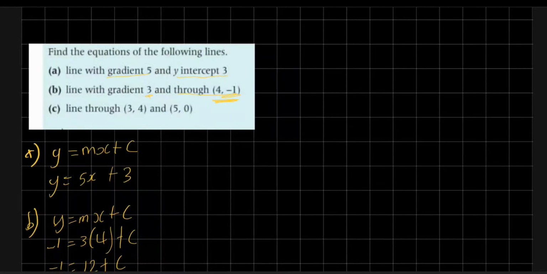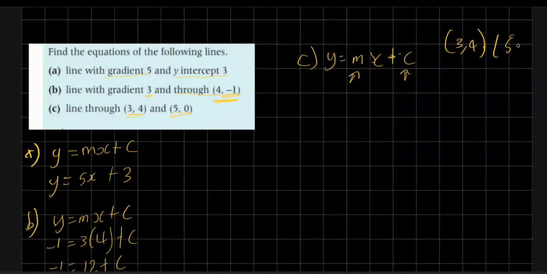Alright, now on the last question, let me work that one over this side. It says the line through 3, 4 and 5, 0. So once again, y equal mx plus c. We need two things: we need the gradient and we need the y-intercept. We can find the gradient with these two points. Let me put the coordinates here. We have 3, 4, and we have 5 and 0.